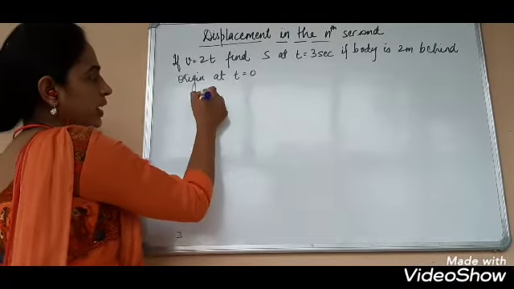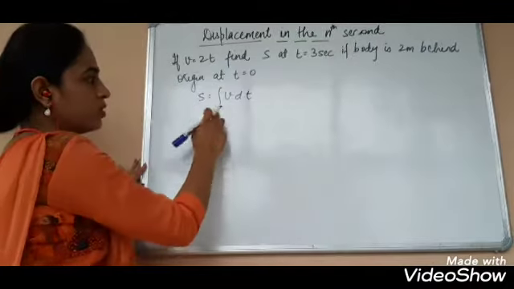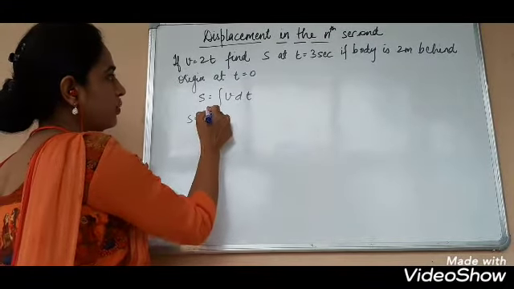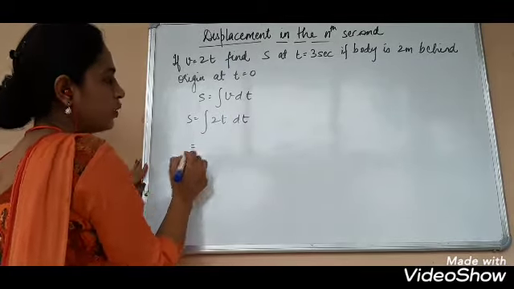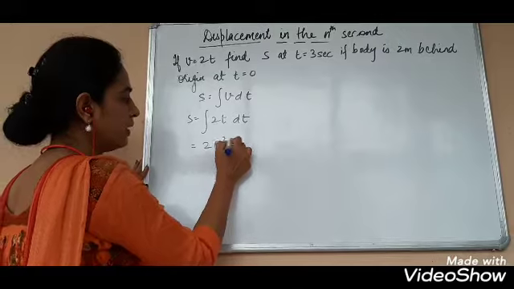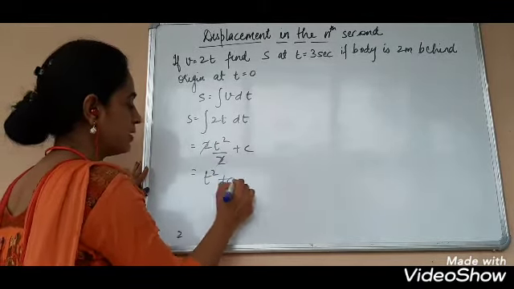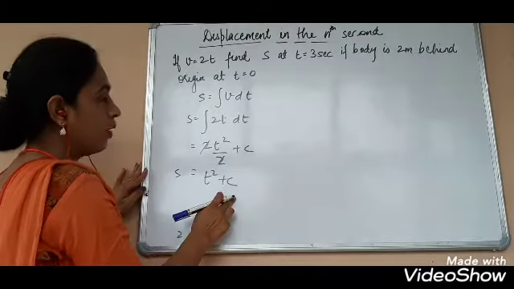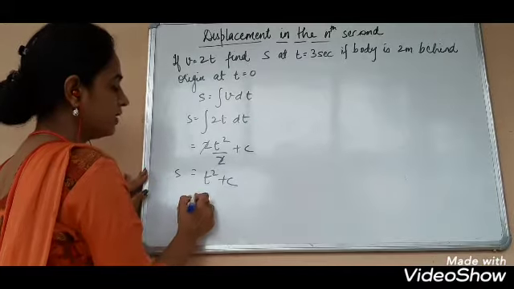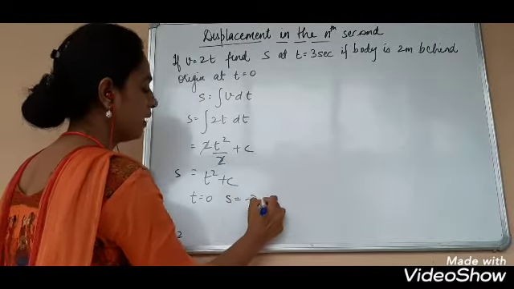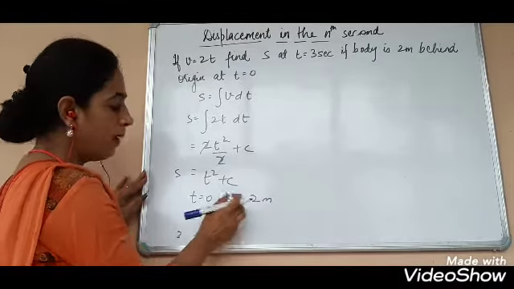So we know v is given, s is equal to integration of v dt. Since limits are not given, this will be an indefinite integration. So s will be equal to integration of 2t dt. Okay, so integration of 2t will be 2t square by 2 plus c, which is t square plus c. This is s. Now applying the condition to find the value of c, we know at t equals 0, s equals minus 2 meter. 2 meter behind means s will be equal to minus 2.